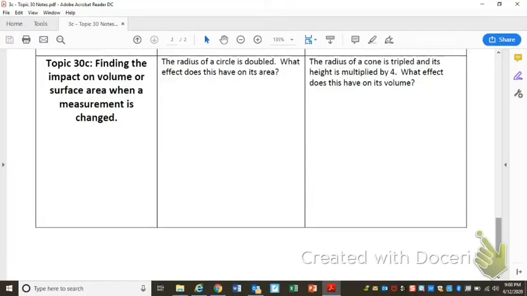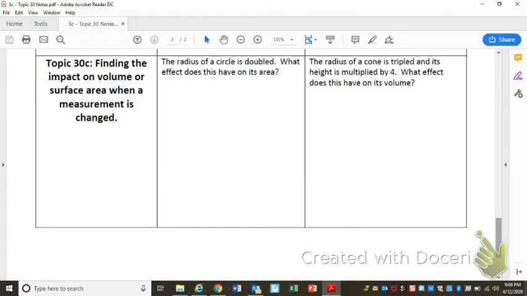Welcome to video 3 of 3 for ratios in similar solids. This last video is going to be looking at finding the impact on volume or surface area whenever we change the measurements of one of those.